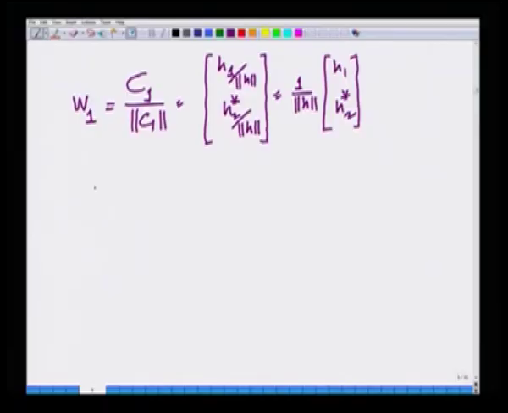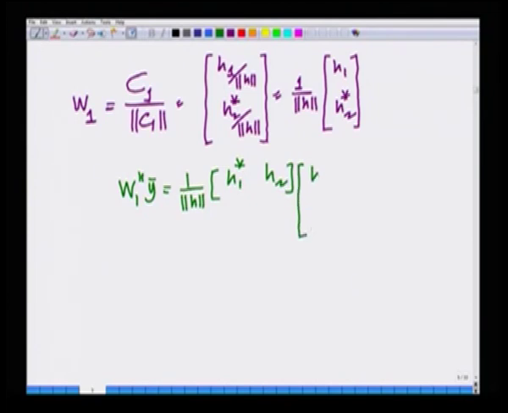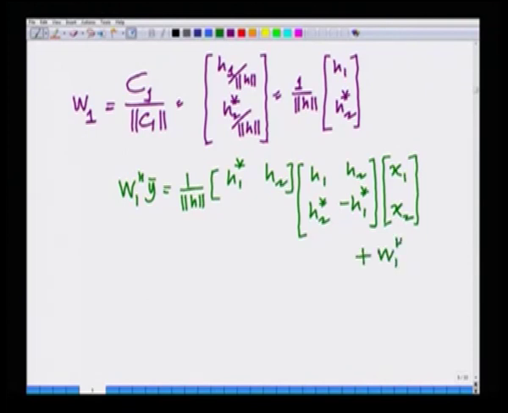Okay. Hence, looking at W1 Hermitian y bar, the system can be represented as 1 over norm of H times W1 Hermitian, which is nothing but H1 conjugate, conjugate of H2 conjugate, which is H2, times the system, which is [H1, H2 conjugate; H2, minus H1 conjugate] times [x1, x2], plus W1 Hermitian n bar. Okay.